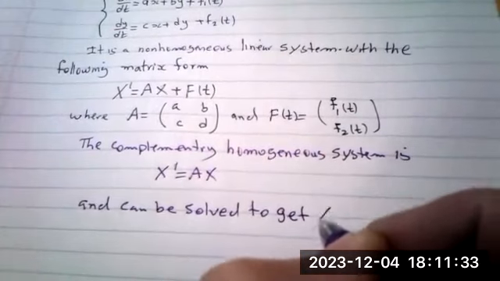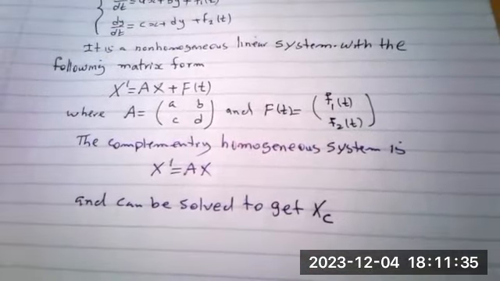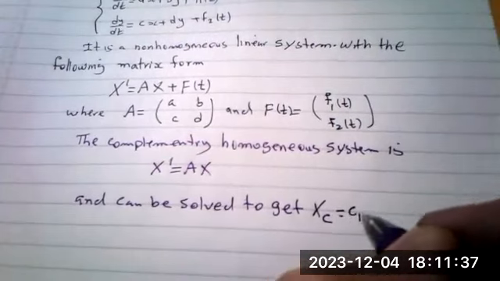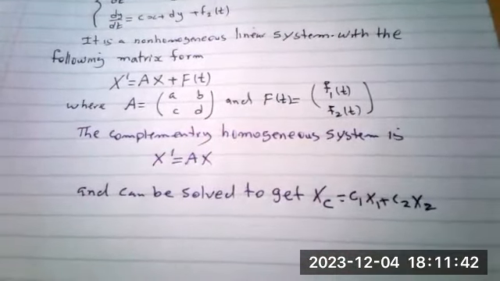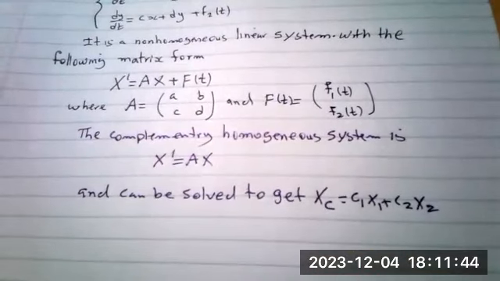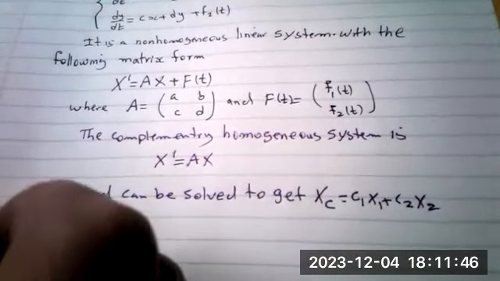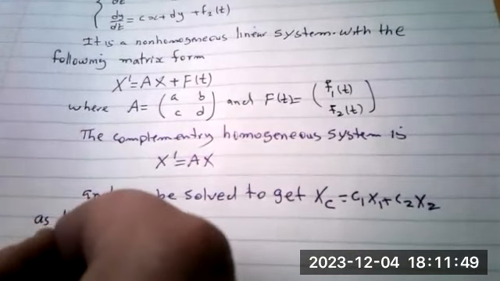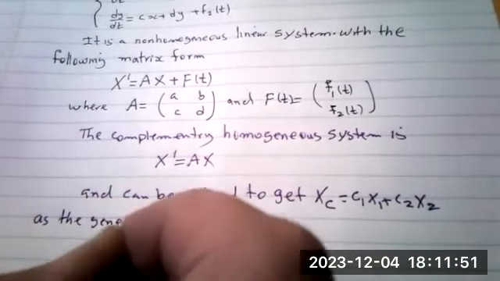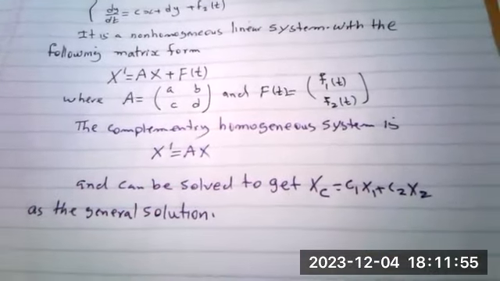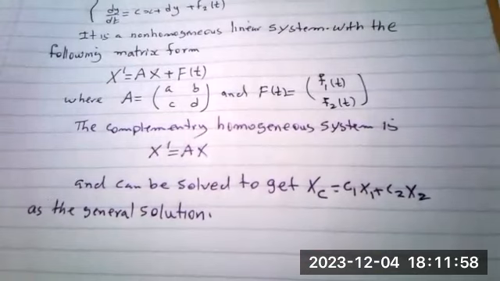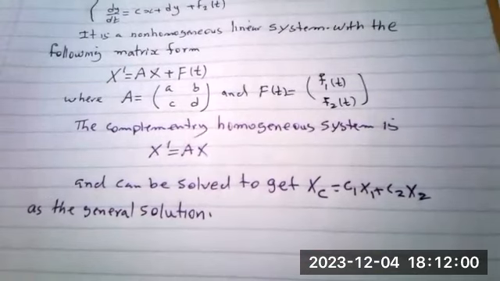We get, let's say, xc equal to c1 x1 plus c2 x2, as we did before, as the general solution. We do it as before, in three cases: distinct real values, complex, or repeated. Now we need a particular solution.